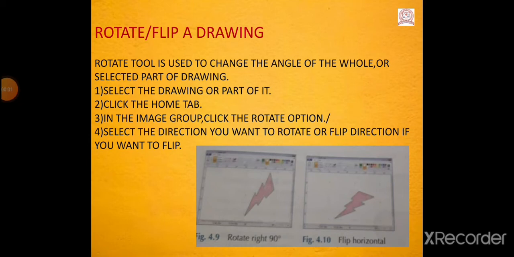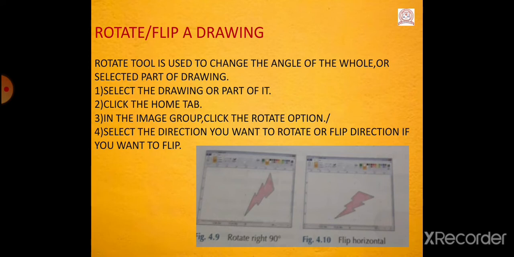Move to rotate or flip a drawing. Rotate or flip a drawing means we have to change its direction or angle. We can use the rotate tool to change the angle of the whole or selected part of the drawing. The steps are: select the drawing or a part of the drawing. Click the Home tab. In the image group, click the Rotate option. Select the rotate direction if you want to rotate, or select the flip direction if you want to flip the drawing.